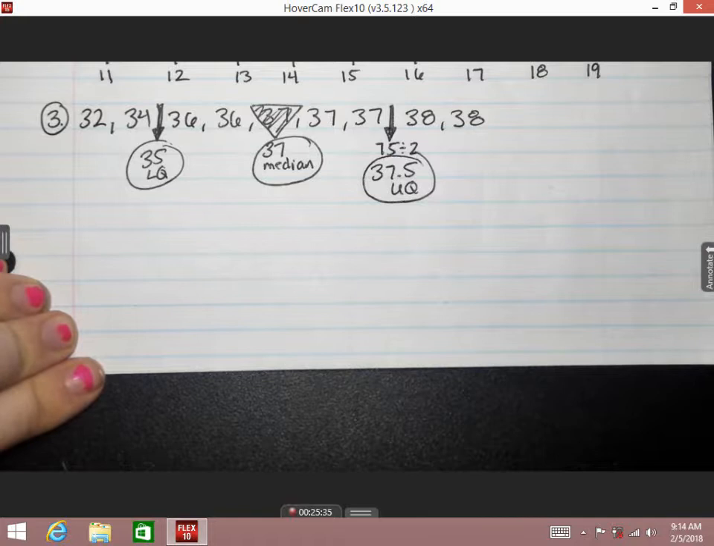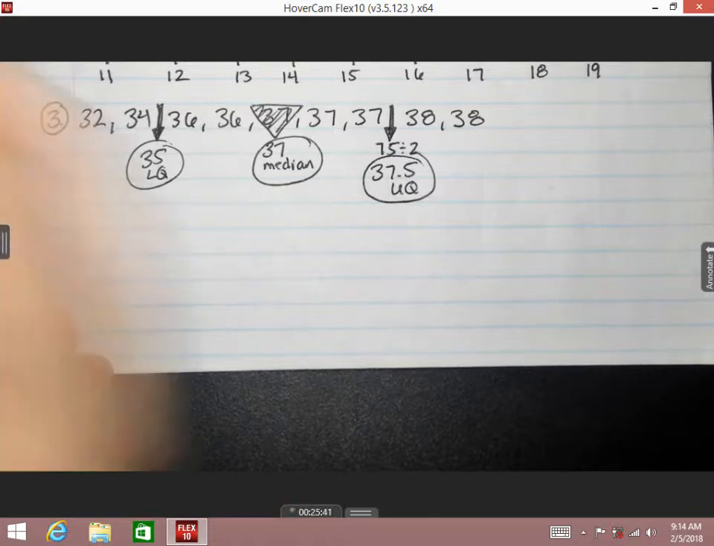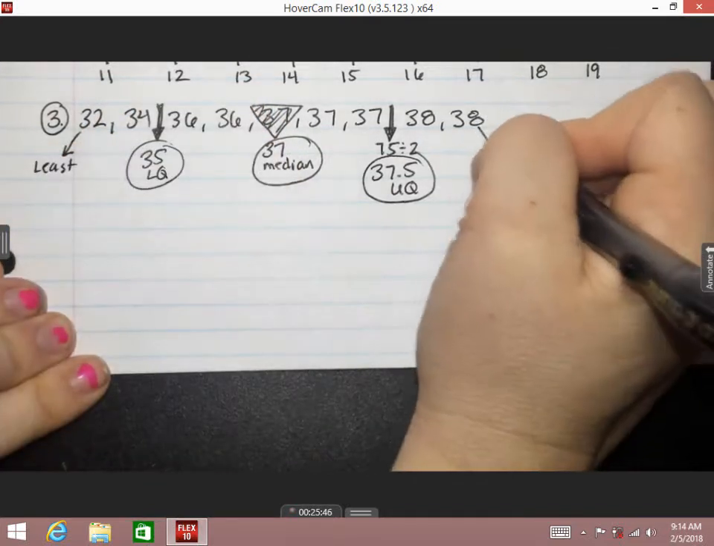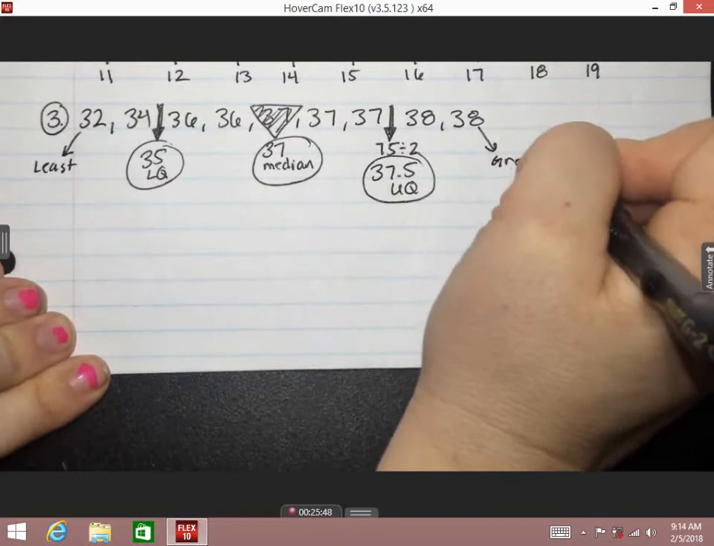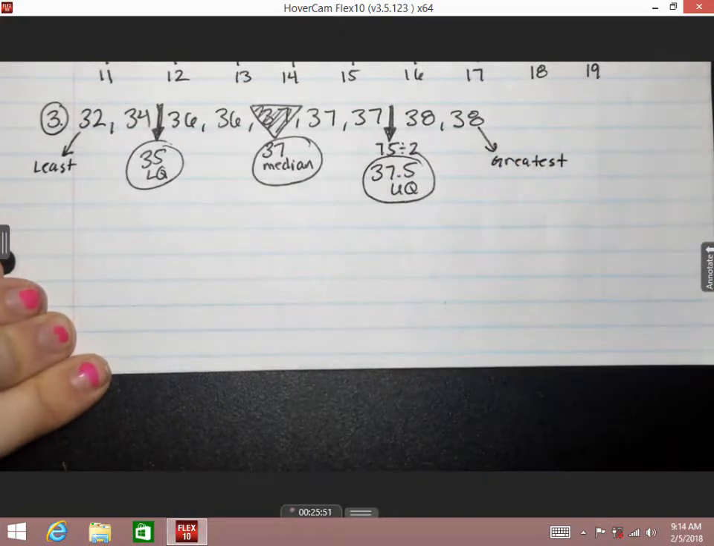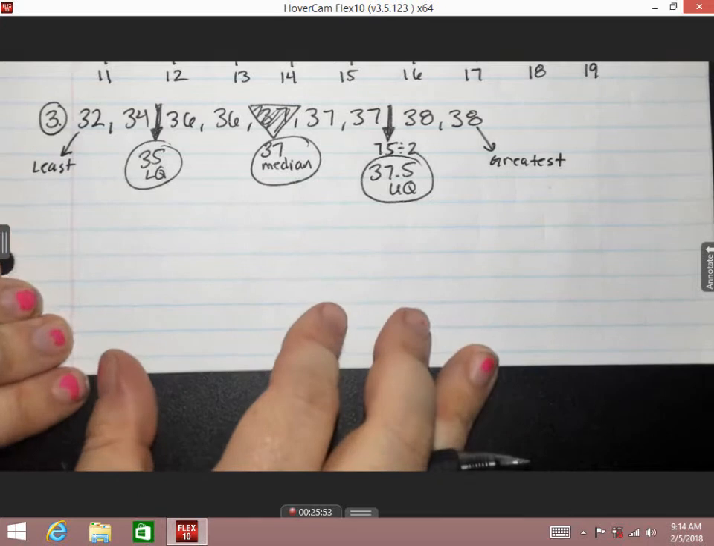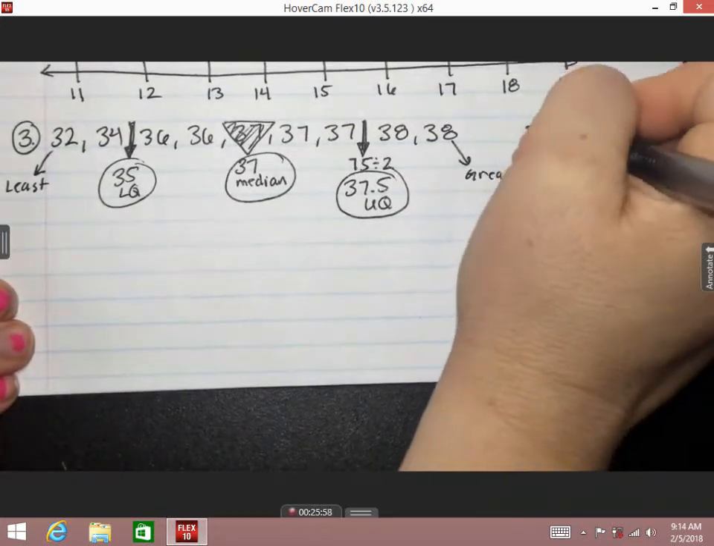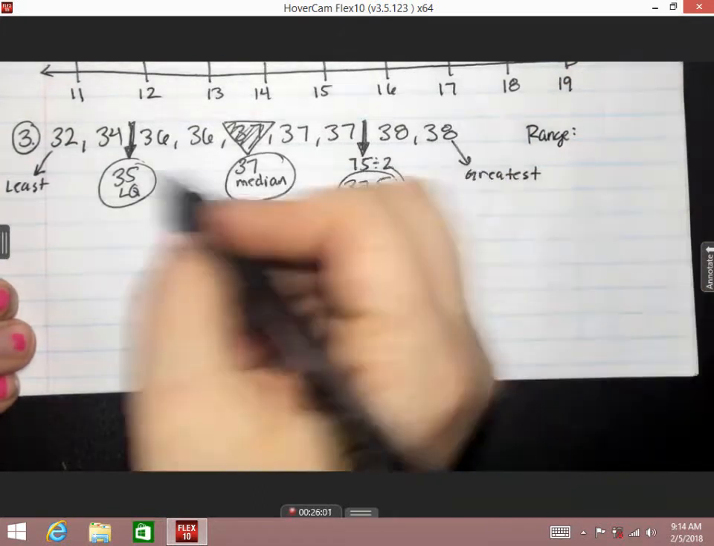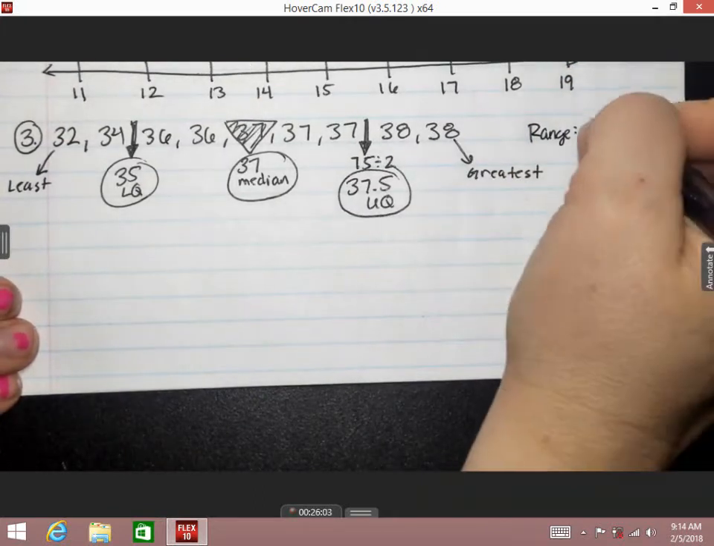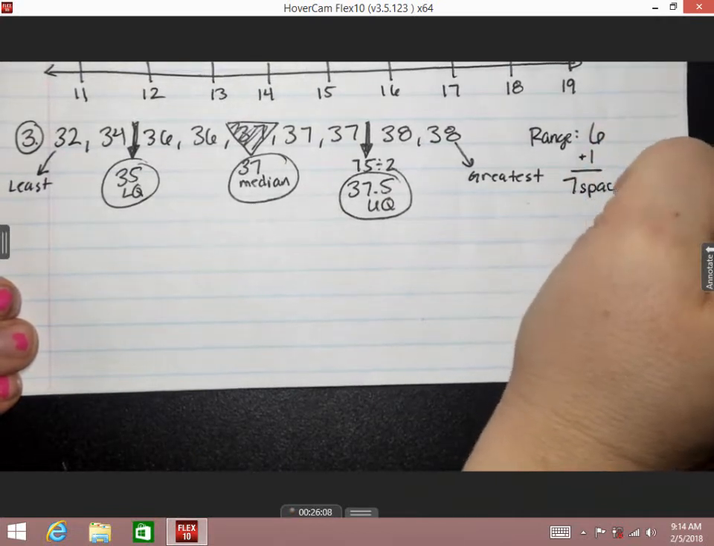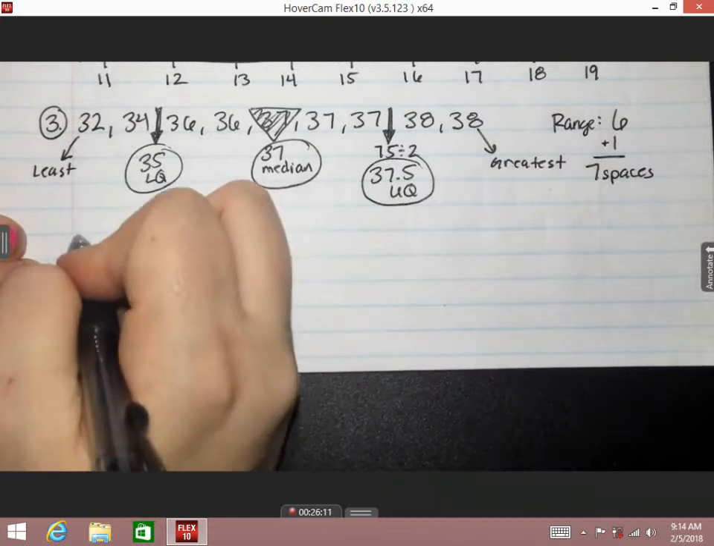All right, I still need 2 more amounts. What other values do I need to go on my box and whisker? Least and greatest. Very good, guys. Y'all are like on the ball here. Least and greatest. Right. How would I find out how many marks to put on my number line? Let's look at our range. So for the range, 38 minus 32 is 6, and then we add that 1, so we need 7 spaces.